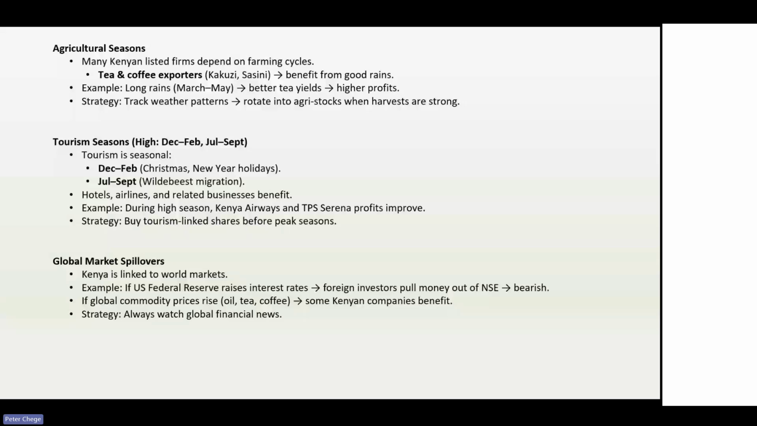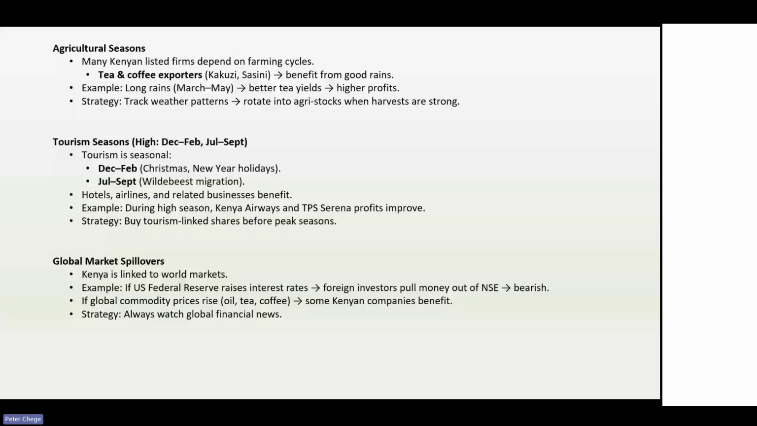Then we have tourism season, mostly December to February, then a bit of July to September. By the way, do you have any stocks under tourism? Yes, they are there. Remember when tourists come, some of these companies make profit. KQ, flying. But remember that profit they're using to settle their debts. That's why, while you may buy KQ, you always need to look at their debt position.